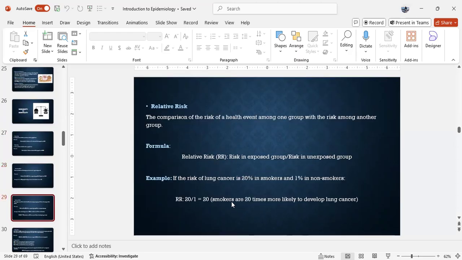Relative risk is the comparison of the risk of a health event among one group with the risk among another group. Its formula is risk in exposed group divided by risk in unexposed group. If the risk of lung cancer is 20% in smokers and 1% in non-smokers, relative risk is 20 divided by 1, equal to 20. Smokers are 20 times more likely to develop lung cancer.